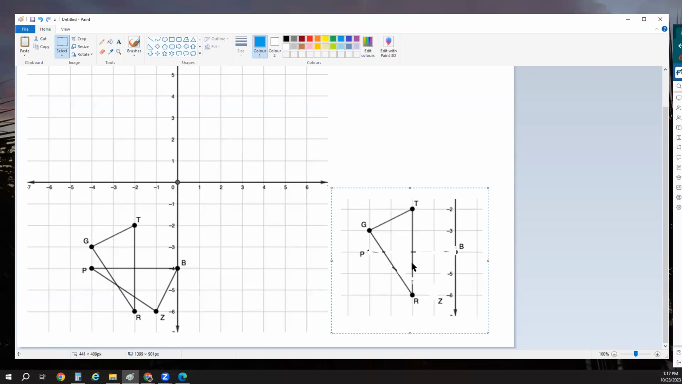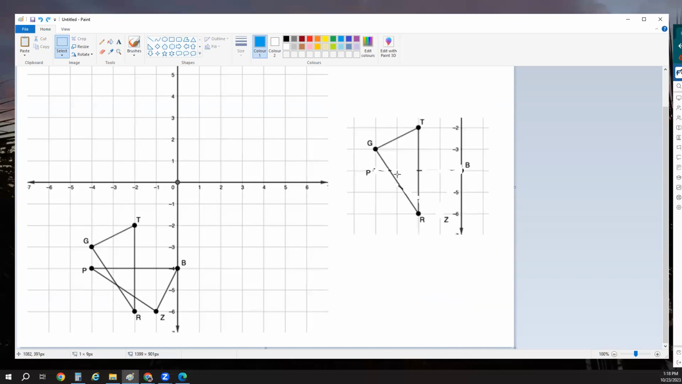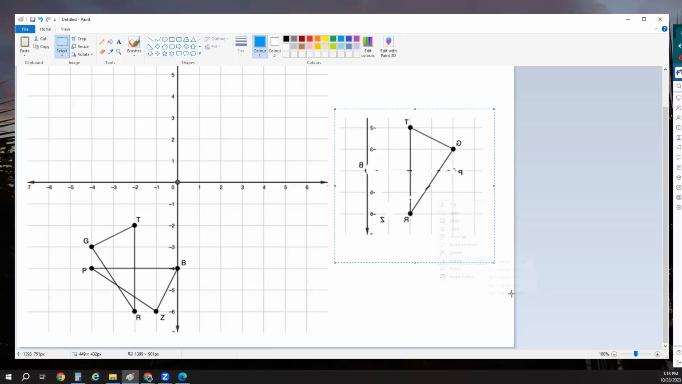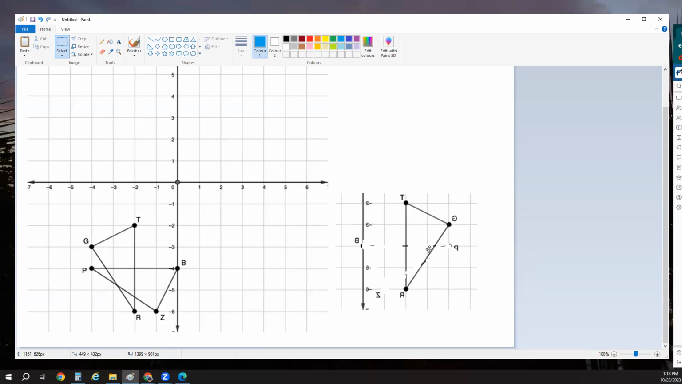Okay, so I need to reflect it again. Reflect it, flip it vertically. Nope, that's not what I want to do. That would be reflecting it across the x-axis. Flip horizontally is flipping it across the y-axis.